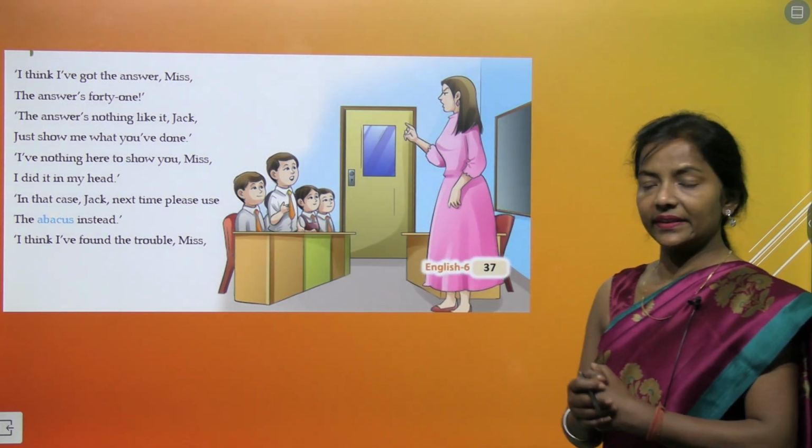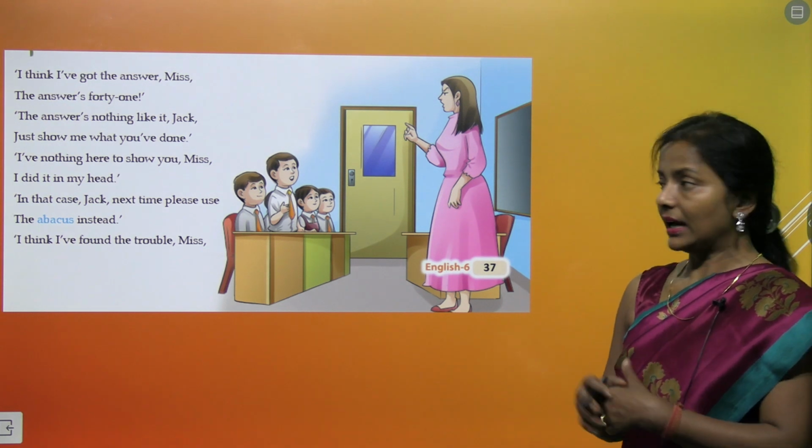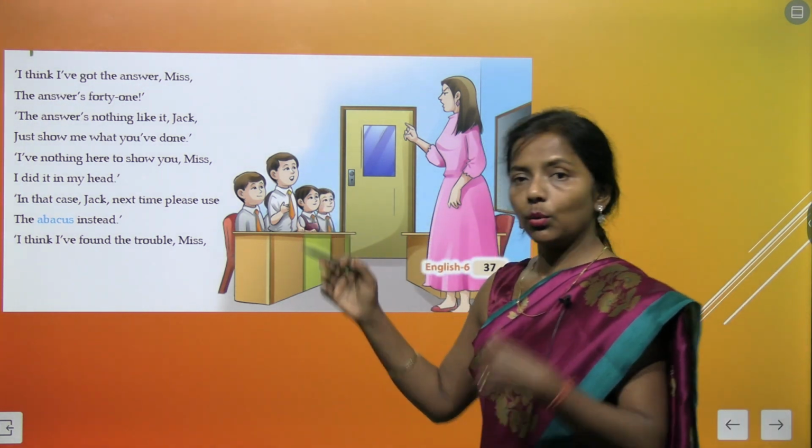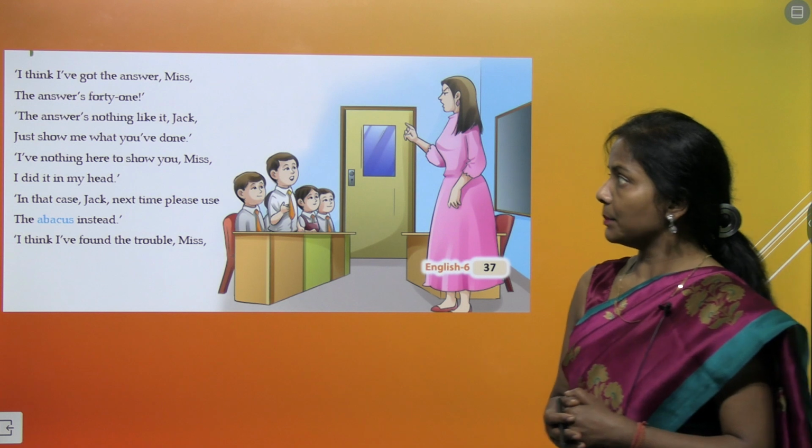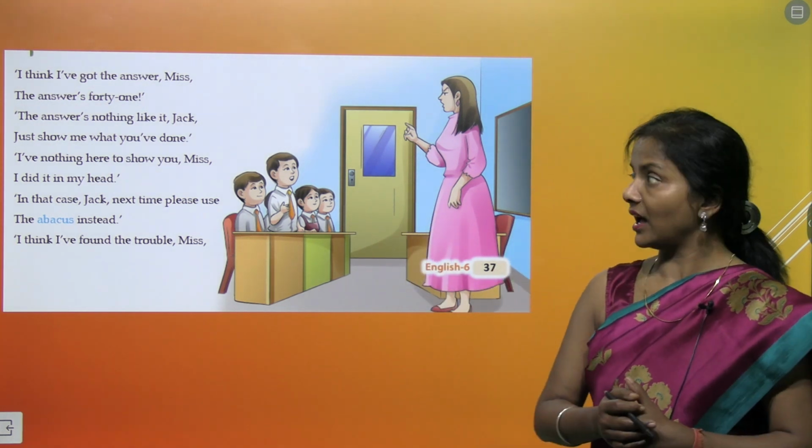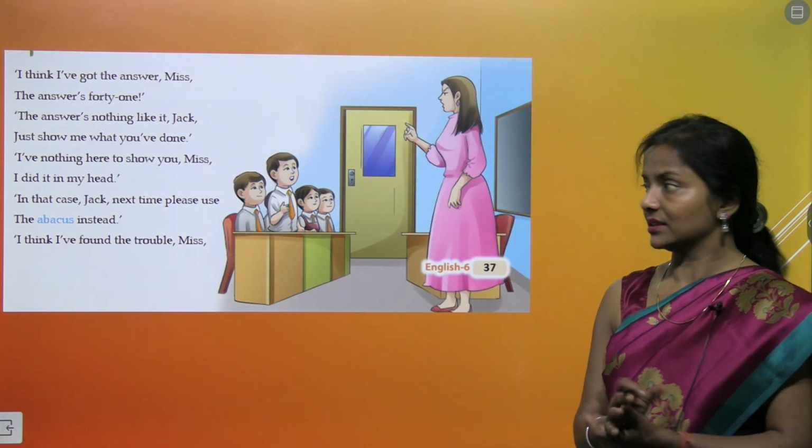The students are there और एक teacher है. And amongst these children, one of the child gets up और बोलता है कि मुझे आंसर मिल गया. I think the answer is 41.